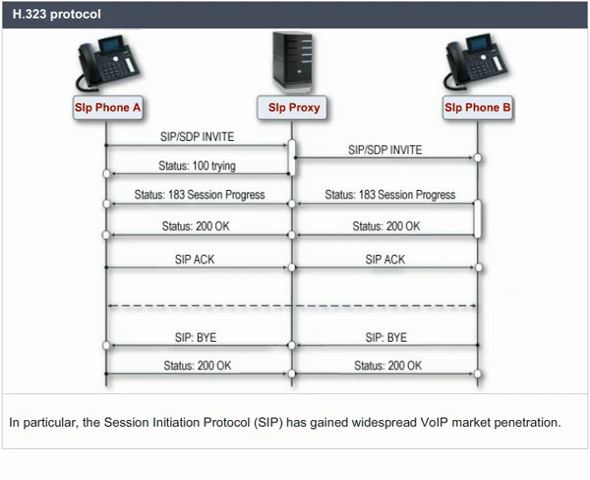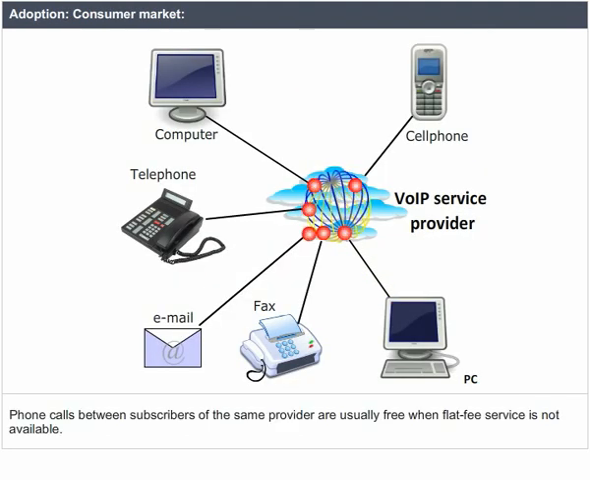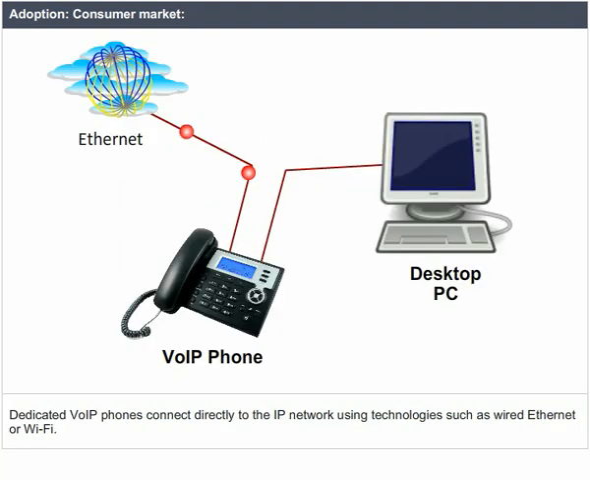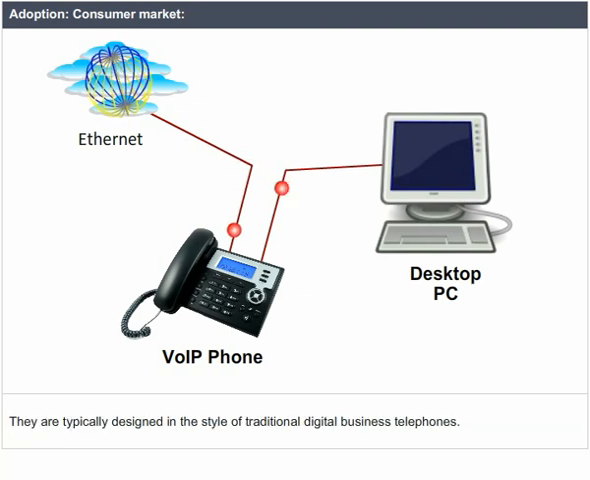Adoption. Consumer market. Phone calls between subscribers of the same provider are usually free when flat fee service is not available. A VoIP phone is necessary to connect to a VoIP service provider. This can be implemented in several ways. Dedicated VoIP phones connect directly to the IP network using technologies such as wired Ethernet or Wi-Fi. They are typically designed in the style of traditional digital business telephones.